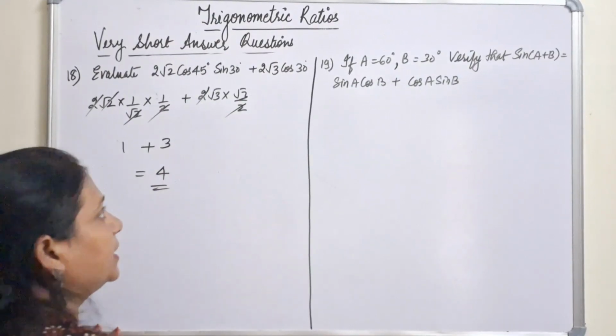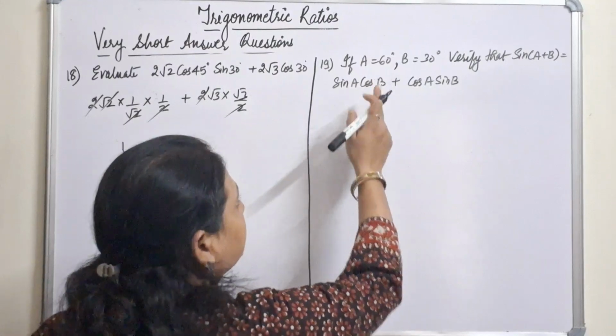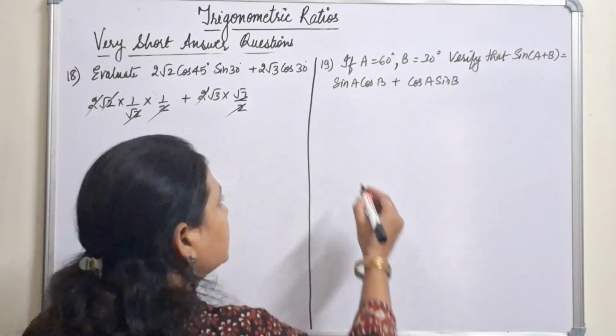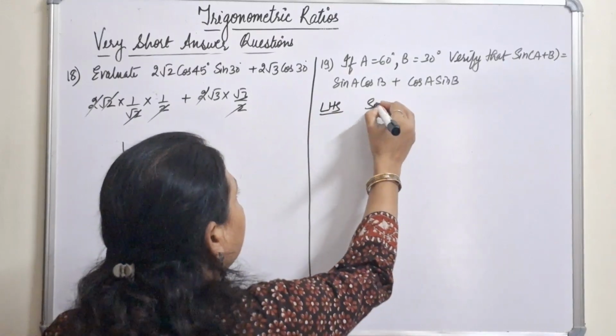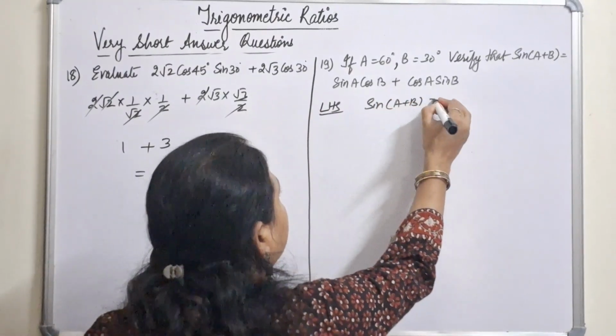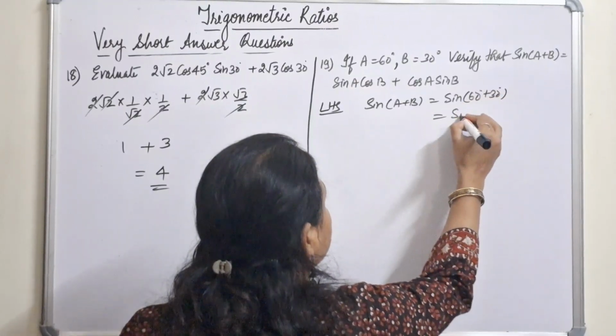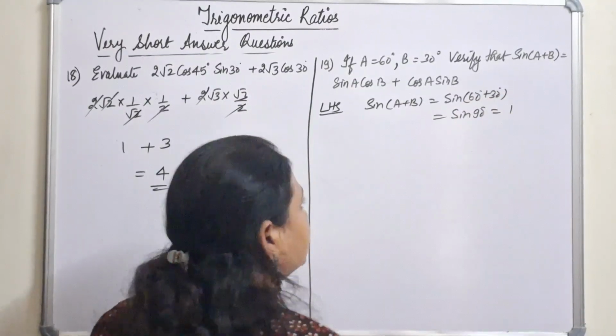Similarly, question number 9, you have to verify by substituting the value of A as 60 and B as 30. So the left hand side, sine A plus B can be written as sine 60 plus 30, that is sine 90, and the value is 1.